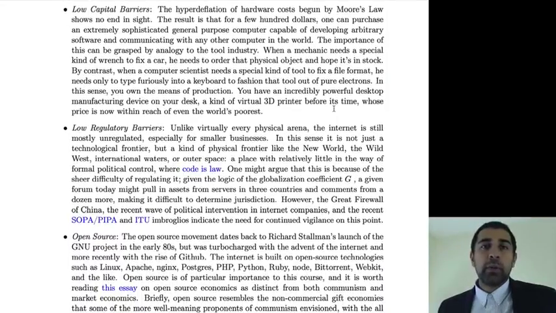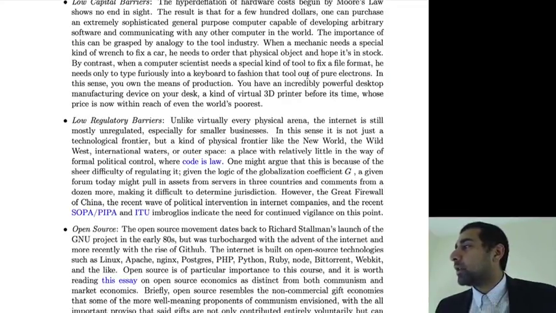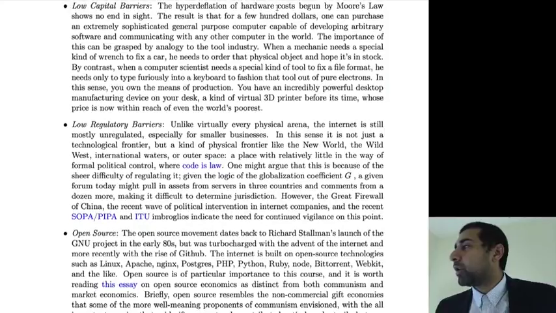So let's talk about low capital barriers. Basically, you can think about the hyperdeflation of hardware costs that was begun by Moore's law. That just keeps going. Yes, it's true that Moore's law has run into some heat considerations, so it's going parallel. But the fundamental aspect of transistor density doubling and effective computer cost declining is still true. And so for a few hundred dollars, you can purchase a super powerful general purpose computer that you can use to develop arbitrary software and communicate with any other computer in the world.